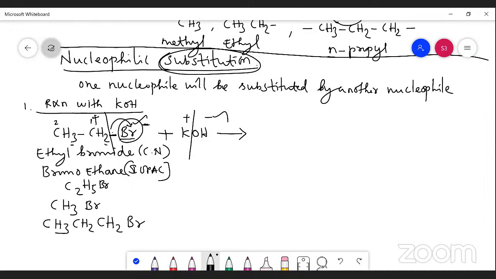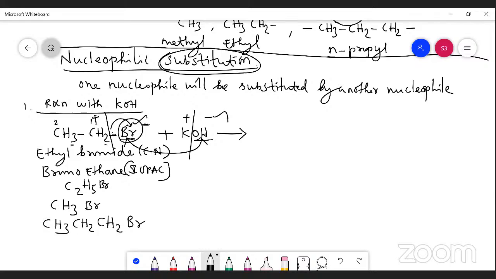Okay, so anyway, one nucleophile is going to be substituted by another nucleophile. This is called a nucleophilic substitution. Here, in the first molecule, the nucleophile is bromide. In the second reactant molecule, the nucleophile is hydroxide. So we can exchange this OH and Br. Is it clear? So this is called substitution, because both are reacting, both are nucleophiles.